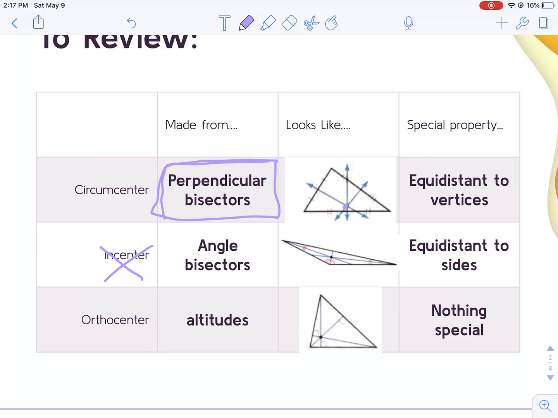And with an orthocenter, we could find it by using the opposite vertex and the perpendicular slope, but since there's nothing special about orthocenters, we will not be finding those either. So today's kind of a part one of how to find a circumcenter. Tomorrow we'll actually practice finding them.